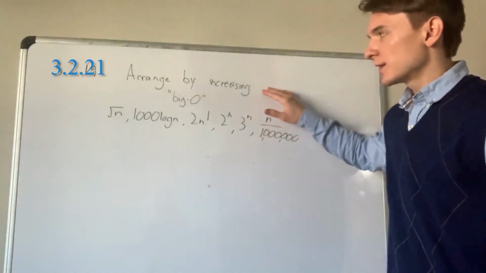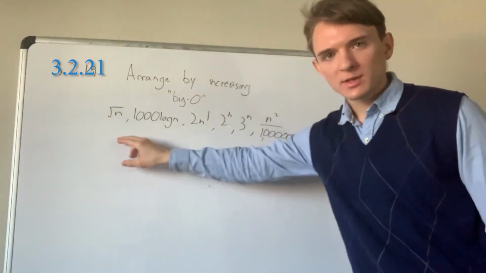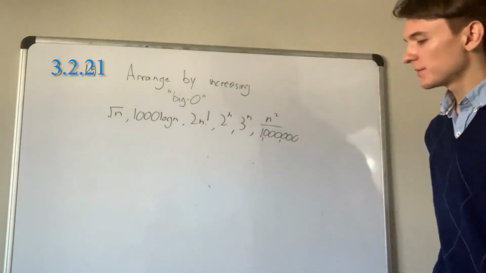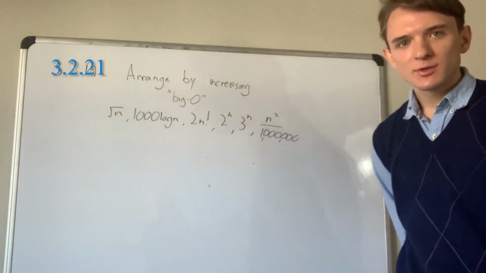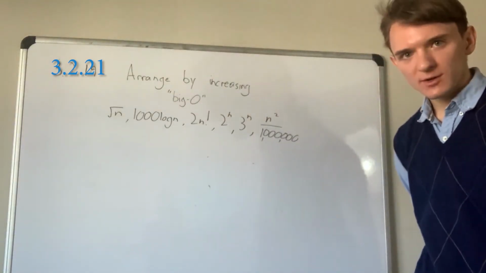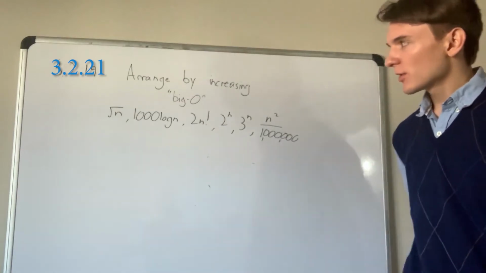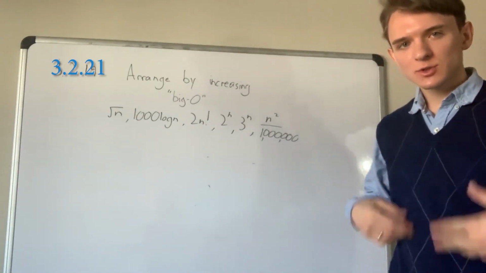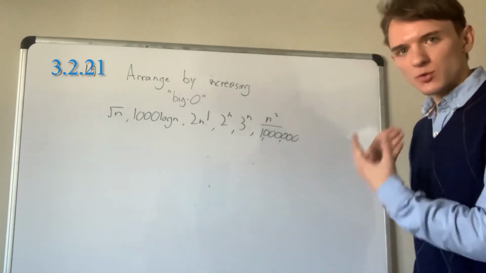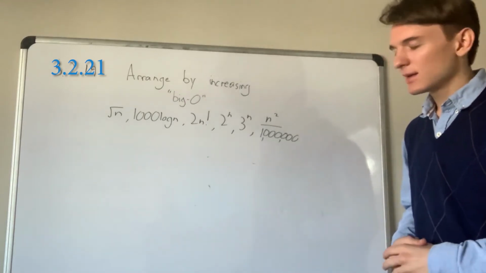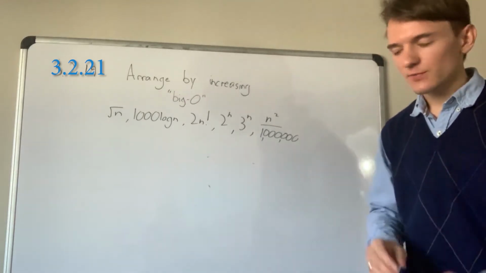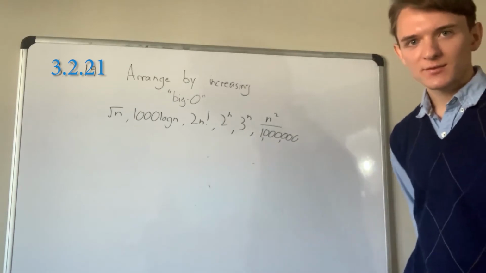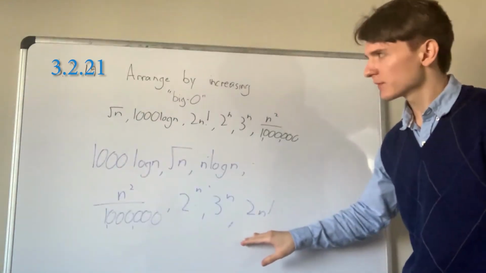Arrange by increasing big O. We're given a bunch of functions, and I think you should do this one on your own. So pause the video, determine on your own which ones are the slowest in running time and which ones are the quickest in running time. And then when you're done, unpause the video, and I'll just have the solution available for you. Is this what you put?